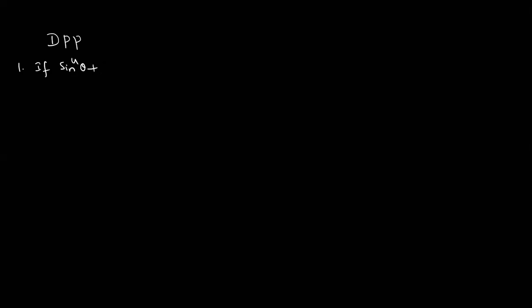Sine power 4 theta plus cos power 4 theta is equal to 1 minus 1 by 2 into f of theta. Then find f of pi by 4. Question number 2. So don't say the answer right now. You can find out later. Send me individually.